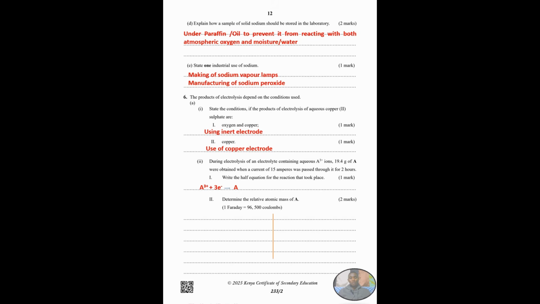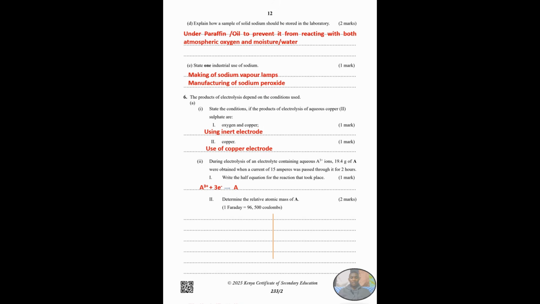Roman 2, determine the relative atomic mass of A. How do we determine the relative atomic mass of A? We already have the mass that was deposited at the cathode. Learners, we need to understand that we are given 1 Faraday as 96,500 coulombs. So we first need to determine the amount of electricity that was passed. And how do we determine the amount of electricity?